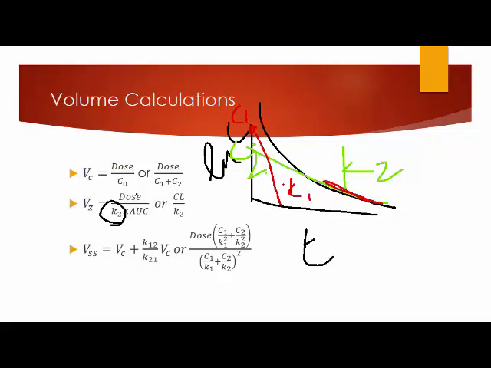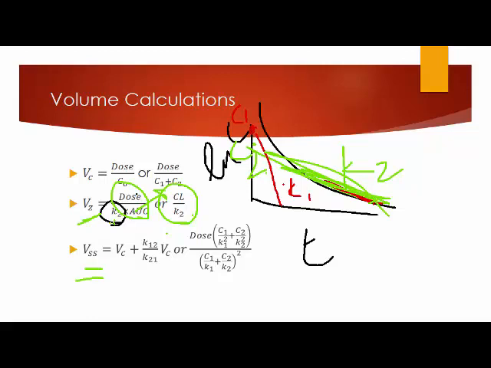So take your K2 there, and it's dose over K2 times the area of the curve, or clearance divided by K2, because this is clearance, isn't it? Dose over area of the curve is the same thing as clearance. So you determine your V zeta using the slowest compartment slope here.